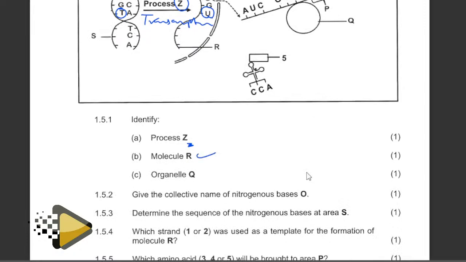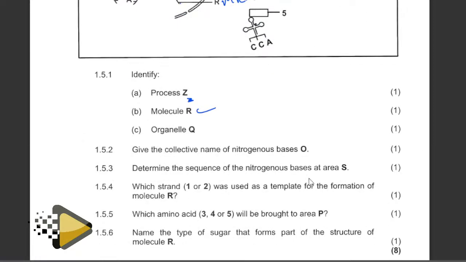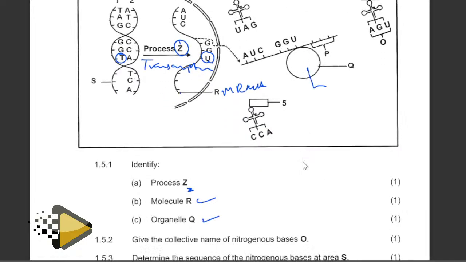So, molecule R. Where is R? Oh, molecule R is messenger RNA. Then they are saying organelle Q. Where is organelle Q? Okay, organelle Q is the ribosome. Ribosome. So guys, I used to tell you that whenever they think of organelle, think about two things, either nucleus or ribosome. Those are the two organelles we talk about here, don't think of any other organelle.